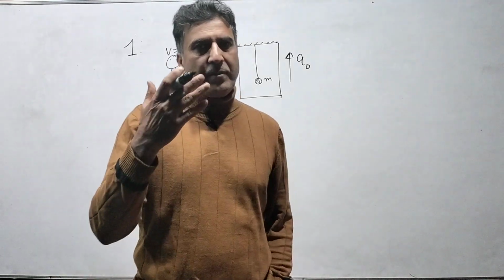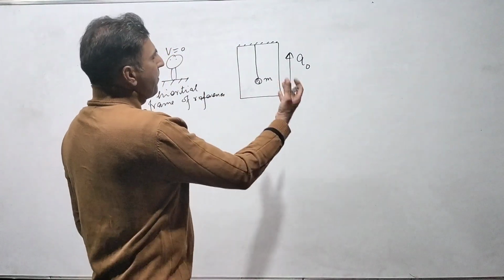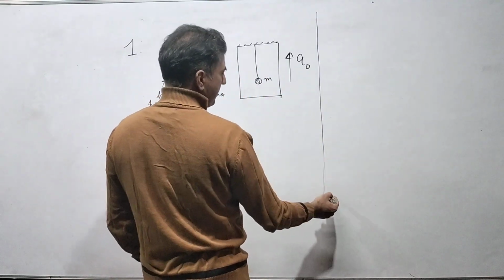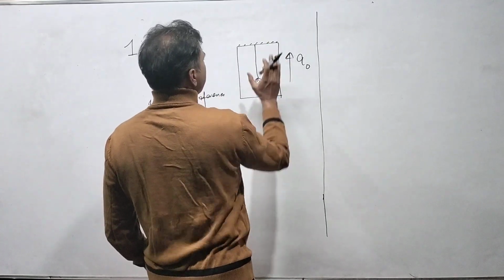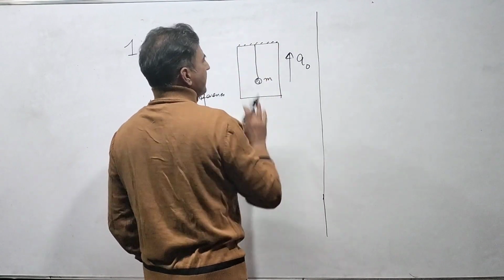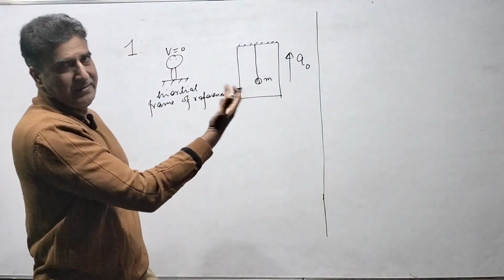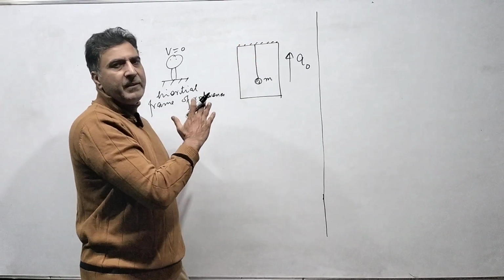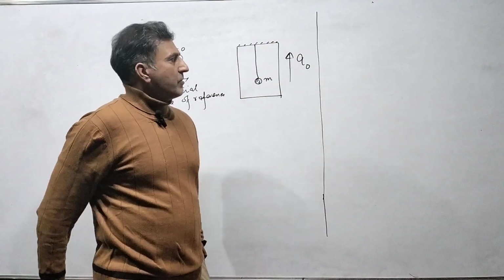For a person who is accelerating upwards with the lift, that will be called a non-inertial frame of reference. For comparison purposes, let me make that also here. It is an observer here, an inertial frame of reference. It is a lift accelerating upwards, and there is a bob hanging from the ceiling. We have to find the tension in the string. I will make the same lift here for clear comparison, so that I can show both the cases simultaneously and this will be very clear to you.